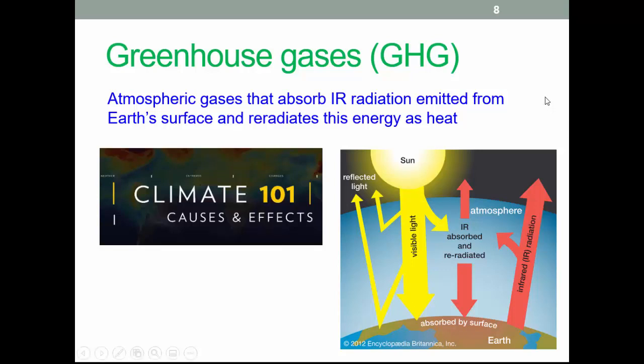Hence the term greenhouse. We see, over actually quite a short period of time, perhaps a couple of hundred years since the start of the Industrial Revolution, significant warming, especially in the last few decades, with consequences which are still unfolding.